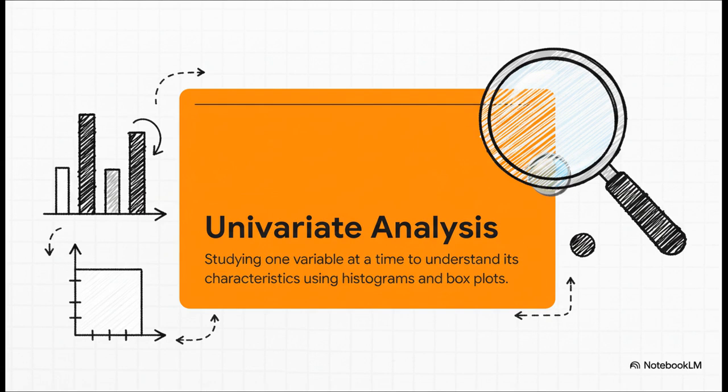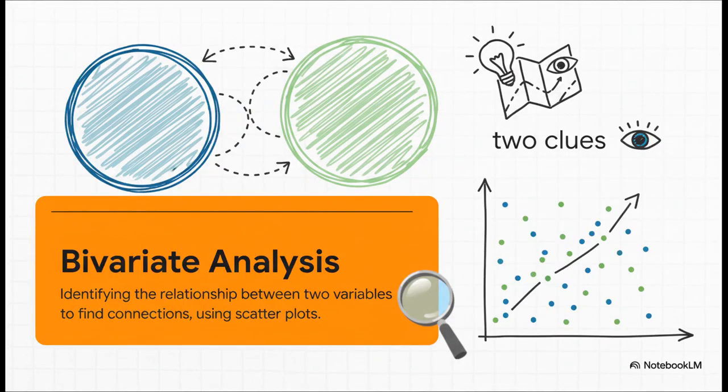You might use a histogram, for example, to see the age distribution of your customers. All right, next up, we've got bivariate analysis. Now, this is where things get interesting because you're starting to connect the dots. You take 2 clues, 2 variables, and you see if they're related. A classic tool here is a scatter plot. Does one thing go up when another goes down? That's what you're looking for.